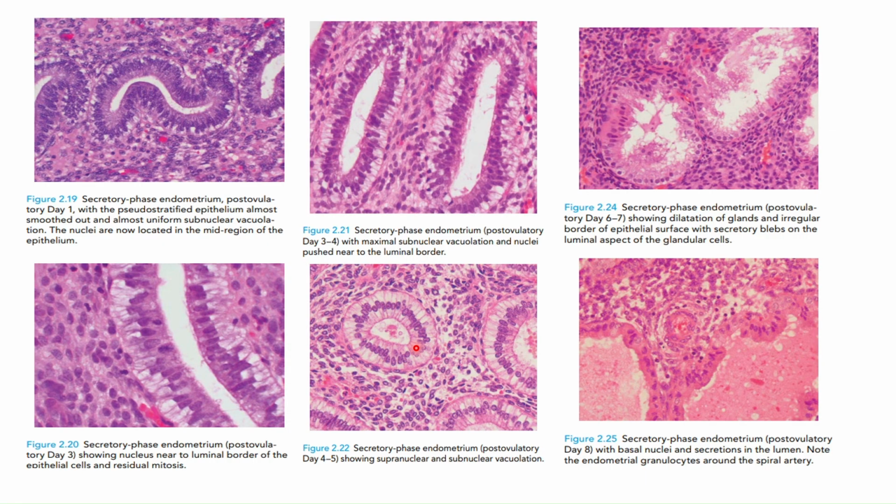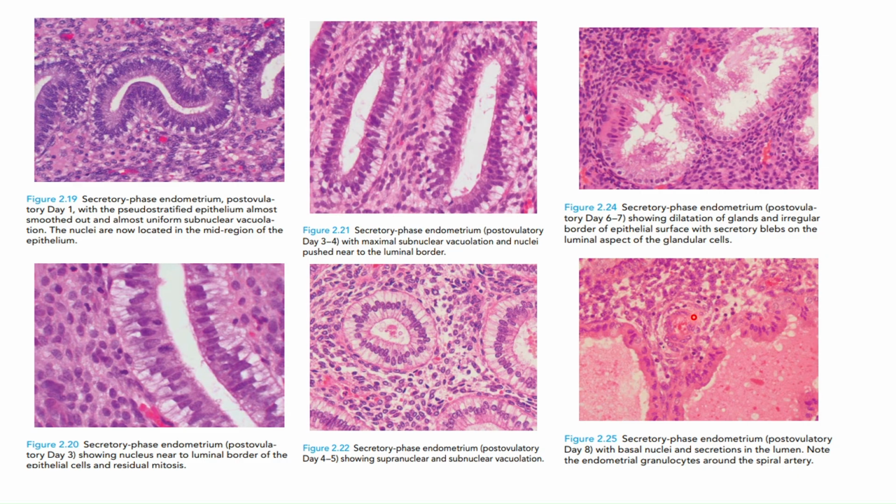Day 4 and 5, where subnuclear vacuolization and supranuclear vacuolization. So this is POD 4 and 5. POD 6 and 7 shows dilatation of glands, irregular luminal border and secretory blebs on the luminal aspect.